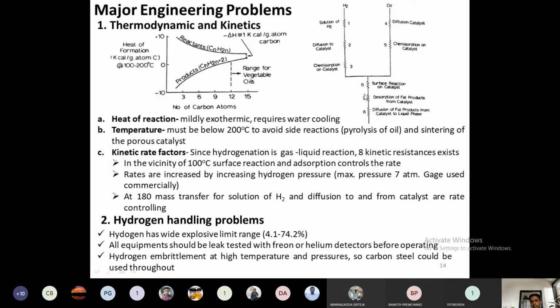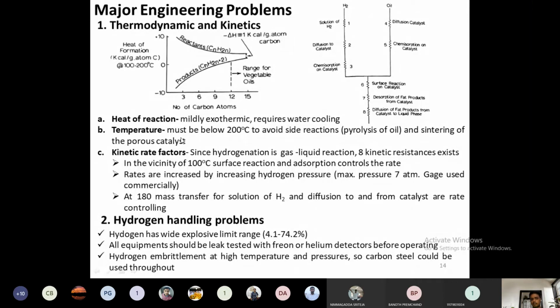Okay, the first major engineering problem is the thermodynamic and kinetic problem, in which thermodynamically the reaction is slightly exothermic. Therefore, in order to control that slightly exothermic reaction, we need to maintain some cooling water circulation inside the hydrogenator. Then the next one is operating temperature.